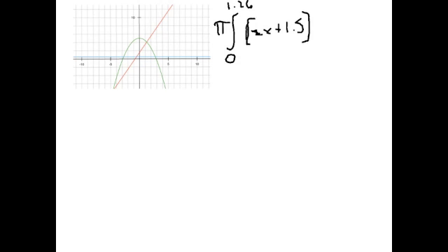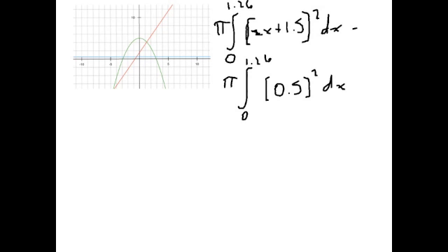Okay, let's start the math. So this is how I'm going to set up the function. Pi times the integration from 1.26 to 0 of (2x plus 1.5) squared dx, minus pi times the integration from 1.26 to 0 again of 0.5 squared dx. Now this is the first part of what we need to do.